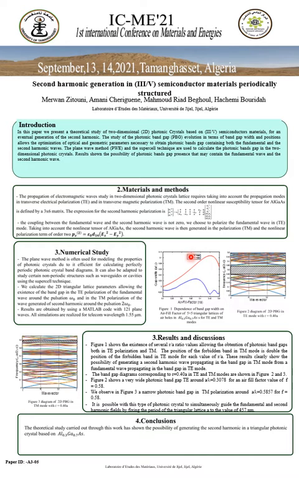We can also observe that the position of the forbidden band in TM mode is double the position of the forbidden band in TE mode for each value of ratio. These results clearly show the possibility of generating a second harmonic wave propagating in the band gap in TM mode from a fundamental wave propagating in the band gap in TE mode.